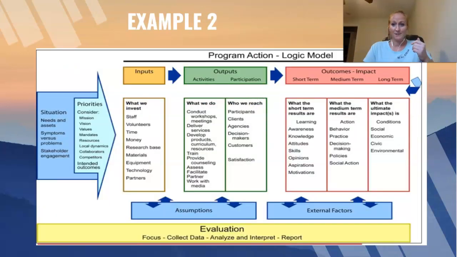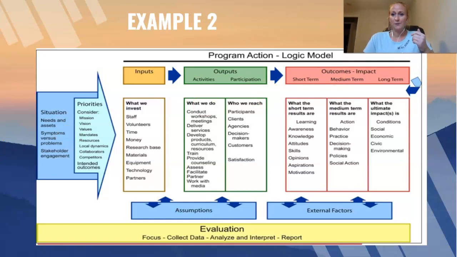Here's another example. This is example 2. So here we have program action. They have their inputs, their outputs, and their outcomes, and they broke them down similarly to how I did it, where you have short-term, medium or intermediate, and long-term, which would essentially be your impacts. And this one, they talked about situation and priorities.